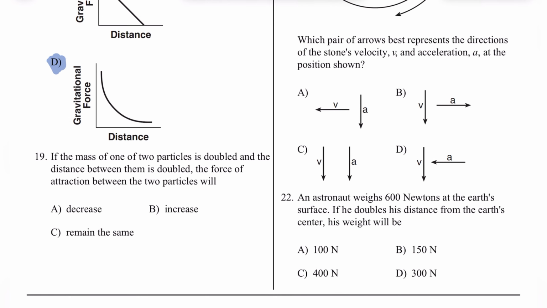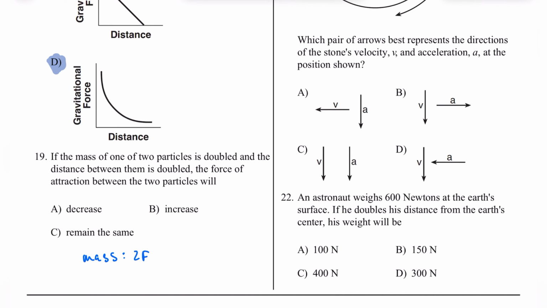19. If the mass of one of two particles is doubled and the distance between them is doubled, the force of attraction between the two particles will what? So when our mass doubles, it's going to be 2F. When our mass doubles, our force is going to double.